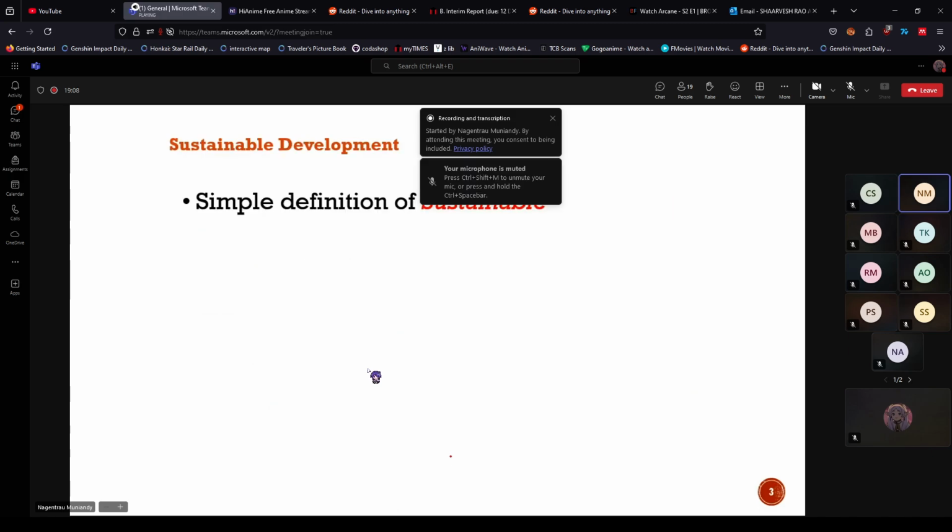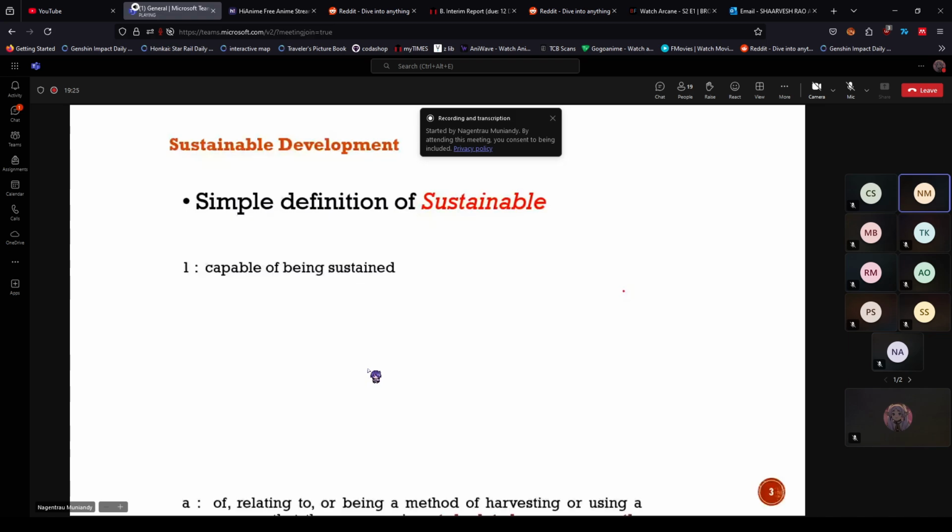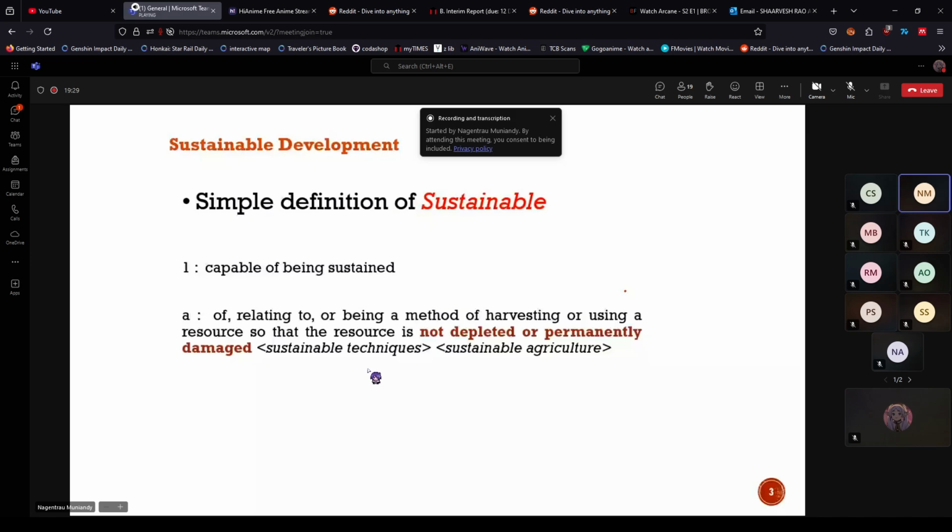Right. So now, before we proceed further, let's look at the definition of sustainable. So what is sustainable? As we all know, sustainable is basically we are sustaining something. The ability or capability to sustain, right? But if, let's say, we see a very detailed definition for sustainable, basically it's something related to resource. We ensure that the resource are not depleted or permanently damaged. Like, for example, sustainable agriculture. Sustainable agriculture means we make sure that the resource that we are using for this sustainable agriculture is not depleted. So that means future generation can still be able to use it or able to enjoy it.